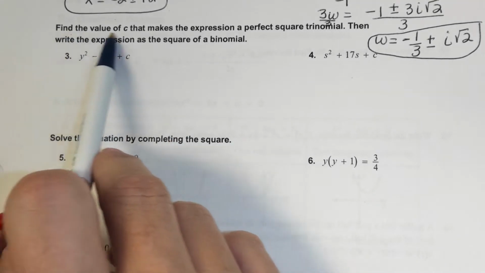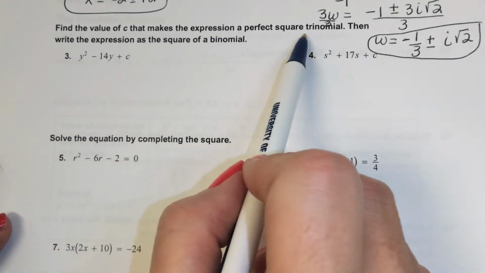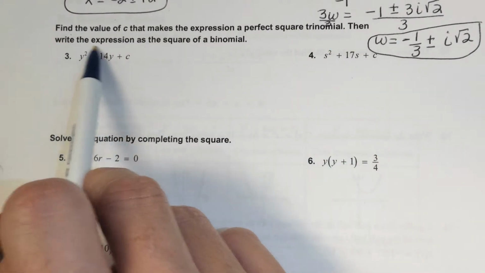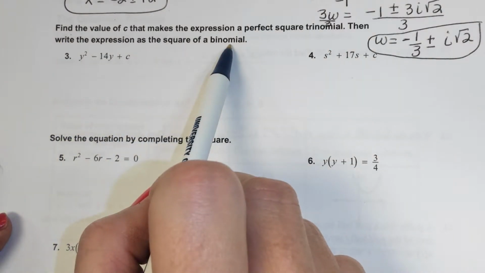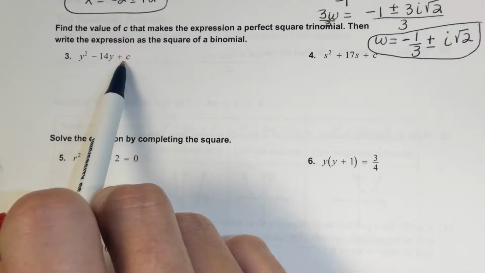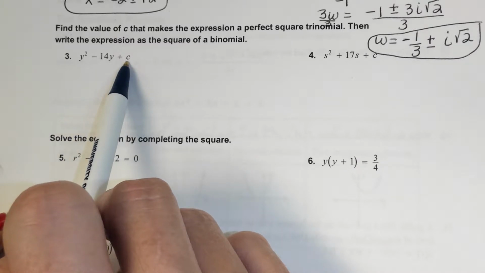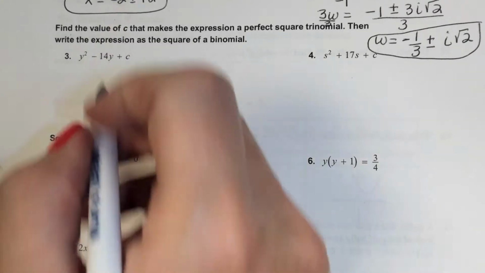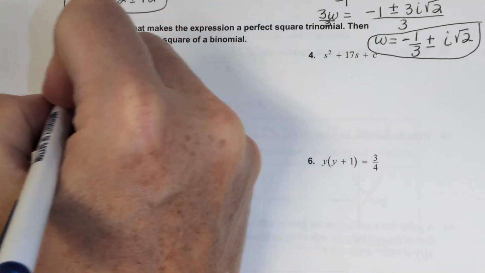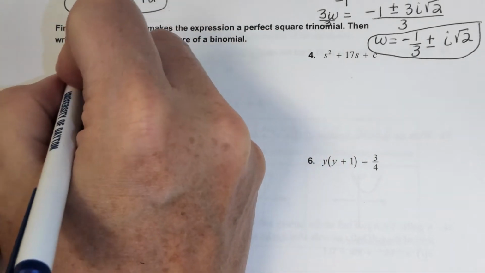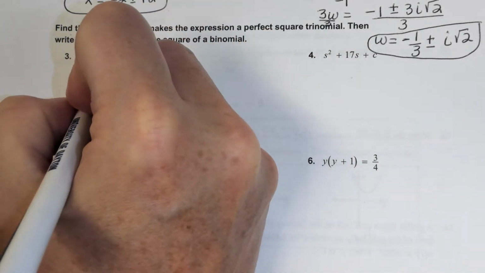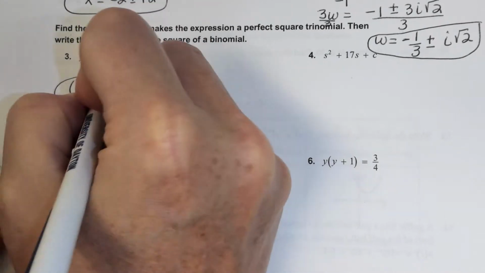All right, next part. Find the c-value that makes the expression a perfect square trinomial. Then write the expression as the square of a binomial. So what's going to go in this spot then, guys? 49, right? And then to factor it, we just can do it quickly. Square root, first sign, square root. That's all it's going to be.